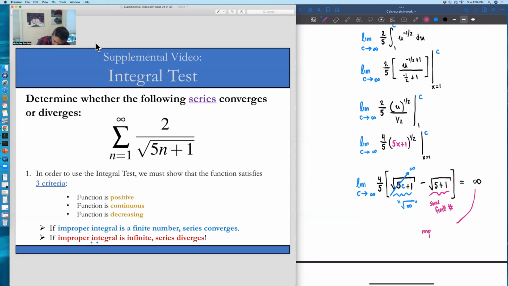So I'll just write that conclusion out. The improper integral diverges. So by this integral test, the series also diverges.